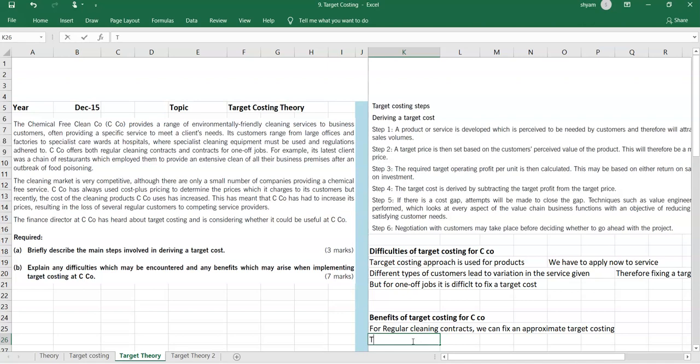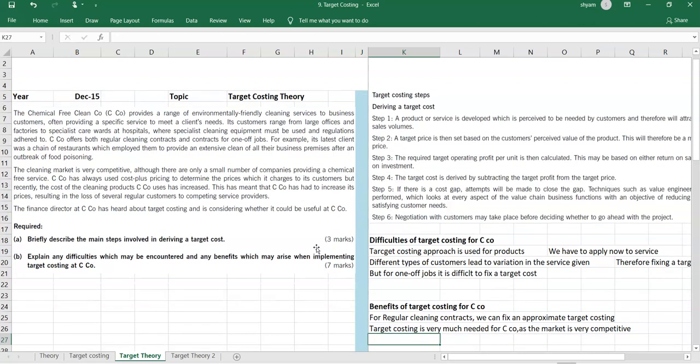So if you see, the target costing is very much needed for CCO as the market is very competitive. The market is very competitive, so we need to have a target costing, then only we could make profit here. The cleaning market is very competitive. I think that we have read it.